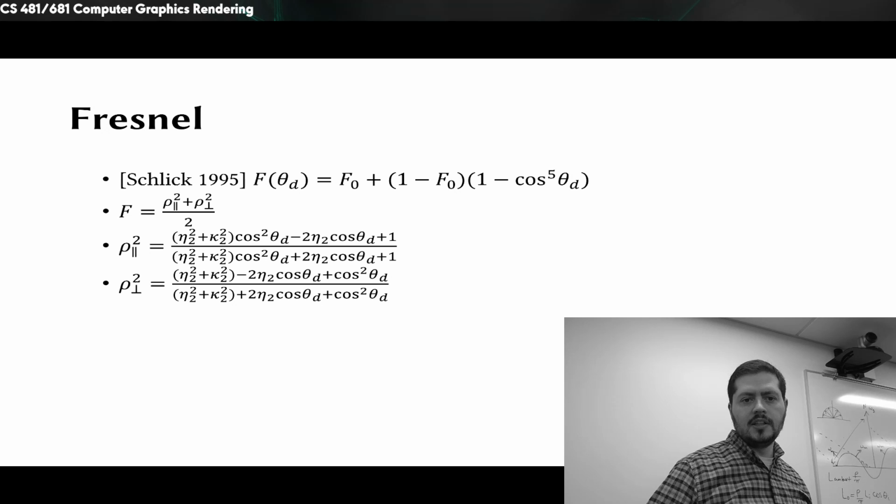GGX looks pretty nice. Okay, then there's the Fresnel equations, and I don't want to skip over this too much either, but there's an approximation that looks pretty good, and if you want to do metal, you can calculate the Fresnel at 0 degrees. That's what this F0 is talking about.